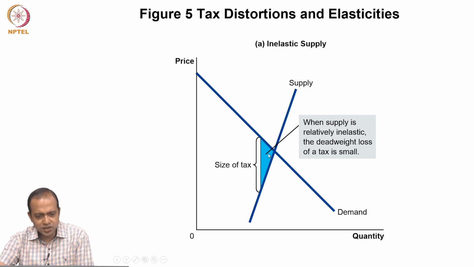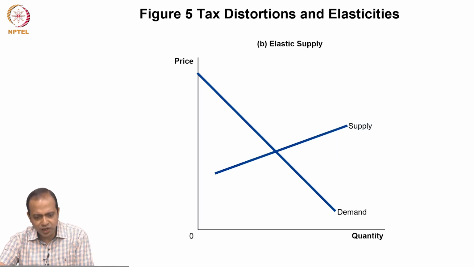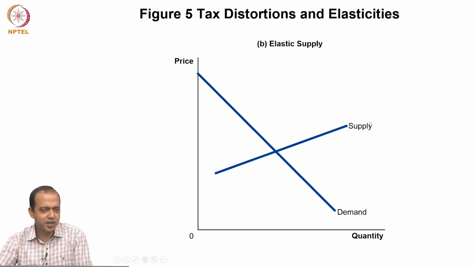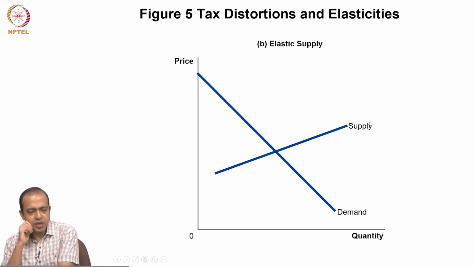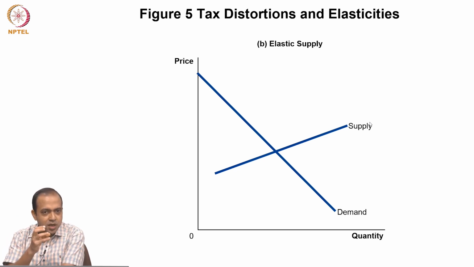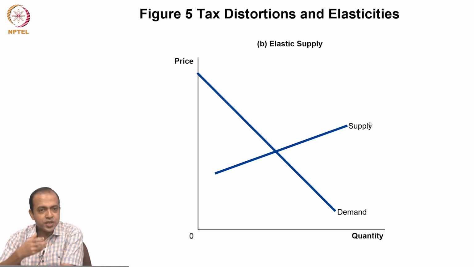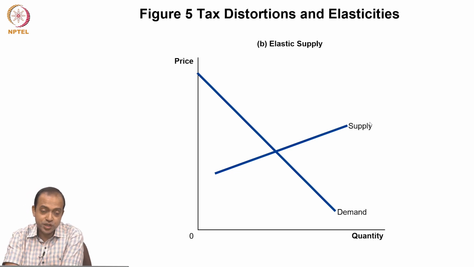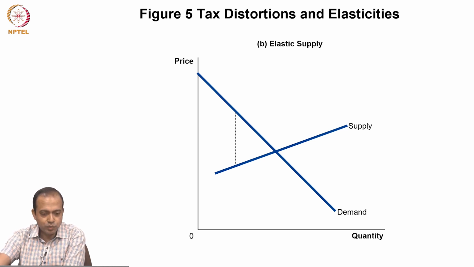If you make this supply elastic, look at this supply elastic, and how do you make it elastic? Elastic means it is more flat. And what is the economic meaning? Elasticity means suppliers are now more responsive towards a price change. So, when tax is imposed, many sellers will leave the market and existing sellers will change their supply drastically. What will happen? Look at this.